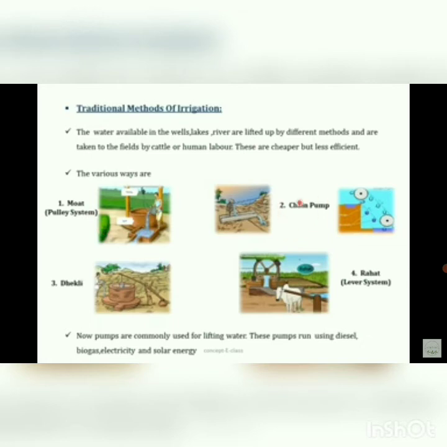The second one is the chain pump. It consists of two large wheels connected with an endless chain of buckets. One wheel is half immersed inside the source, and as it rotates, the water gets filled in the buckets, reaches the top, and pours into the channel.